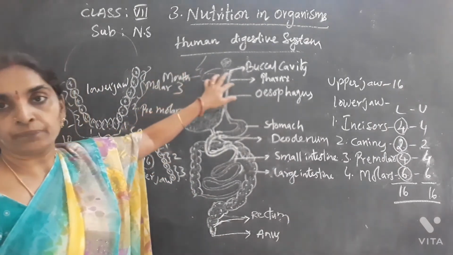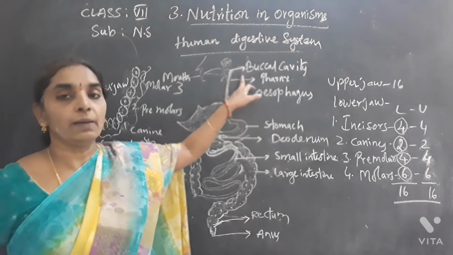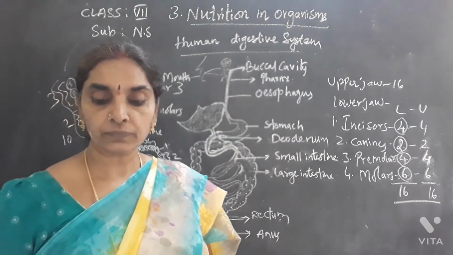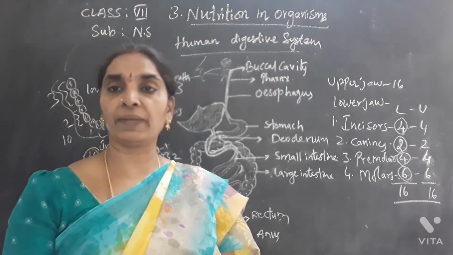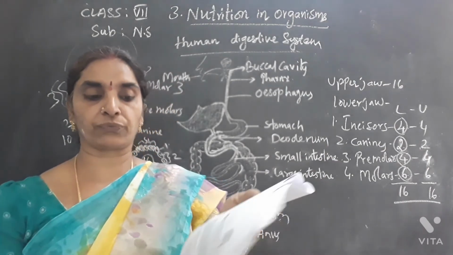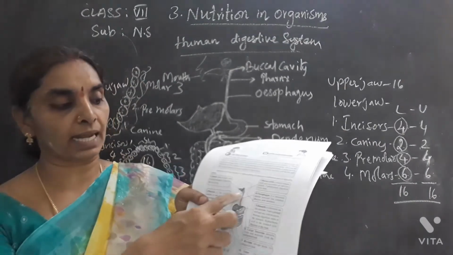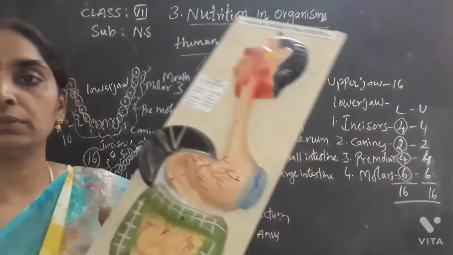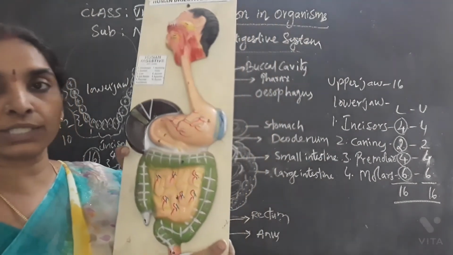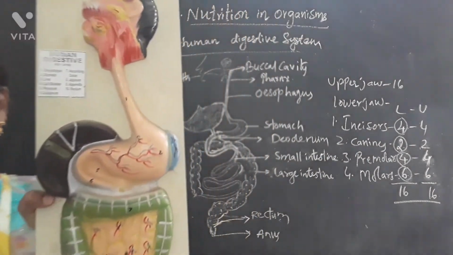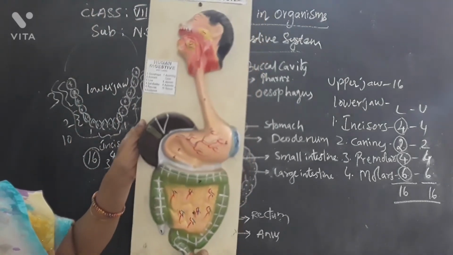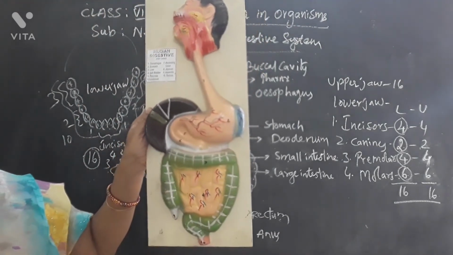So now the food that reaches the buccal cavity, what happens to this food? Now see the picture on page number 90. You can easily understand what it is. See here, children. This is the human digestive system. I hope you can see it clearly now. Is it visible? Okay children.